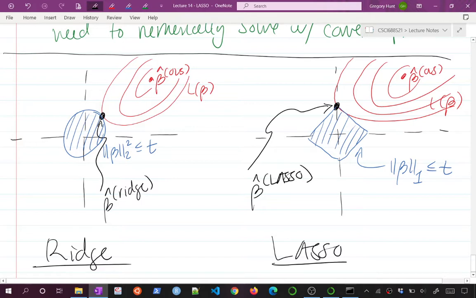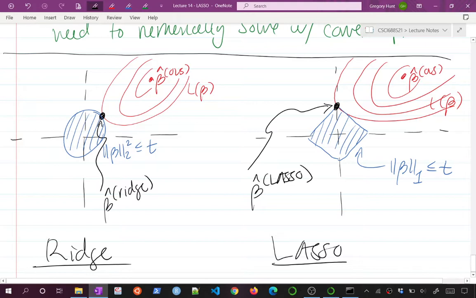Why do we care about the coordinate axes, right? If you look at my ridge solution, this black point here, it is on neither coordinate axis, which means neither coordinate, beta hat 1 or beta hat 2, is 0. I have not set either of those beta hats to 0. I haven't actually selected out variables. I've just constrained the beta hat in some nice way.